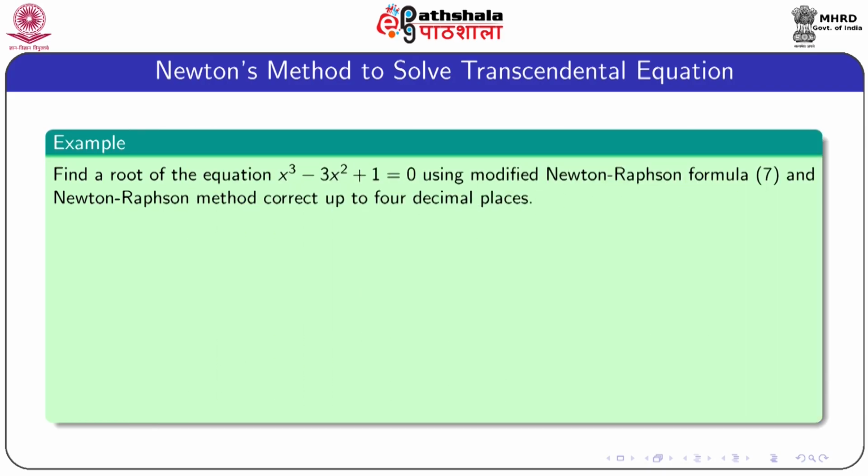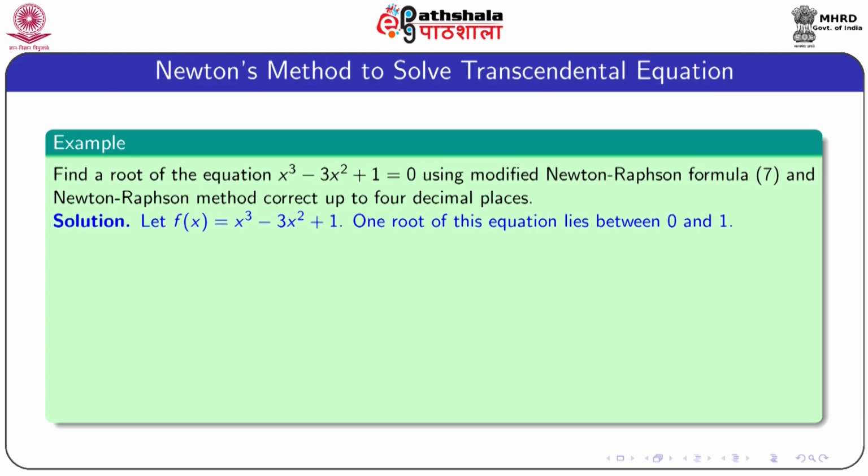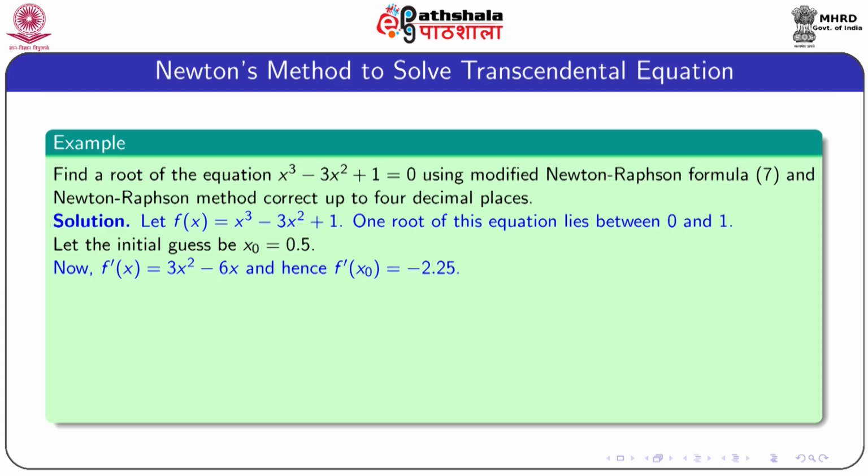Now we consider one example to illustrate the modified Newton-Raphson method. The equation is x cube minus 3x square plus 1 equal to 0, and we also determine the roots of the same equation using the standard Newton-Raphson method. Let f x equal to x cube minus 3x square plus 1, and it is easy to verify that one root lies between 0 and 1. So we consider the initial guess as 0.5. Here f prime x equal to 3x square minus 6x, and hence f prime at x0, that means f prime at 0.5, is equal to minus 2.25.